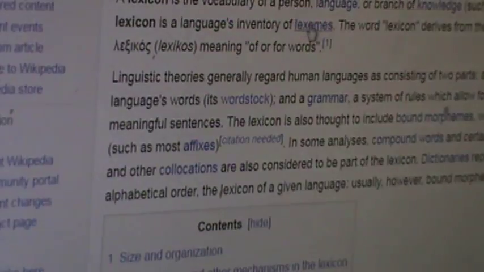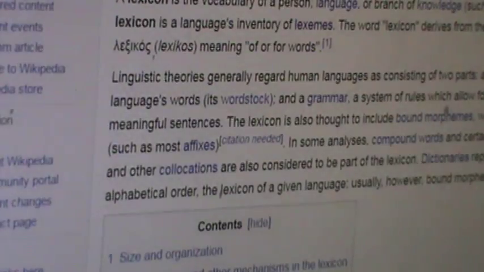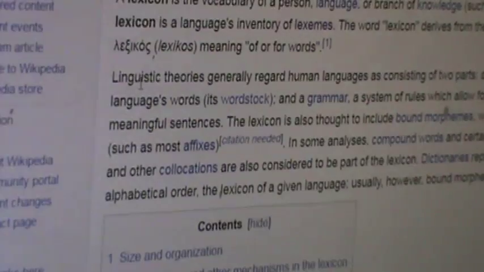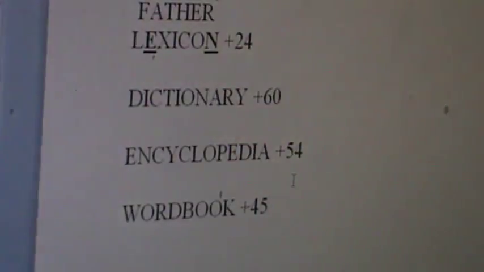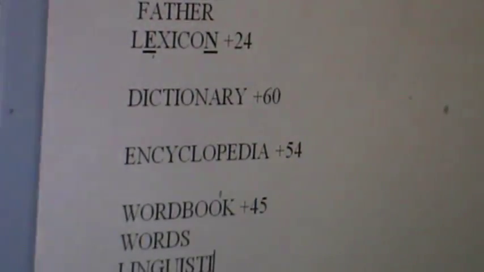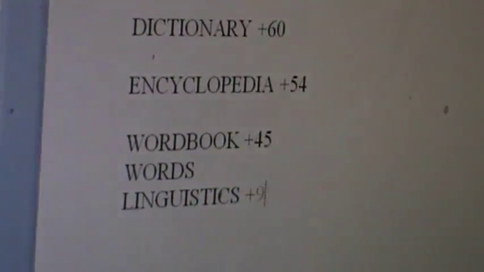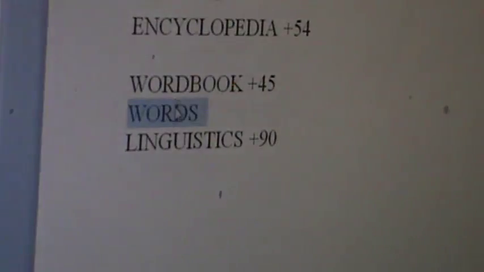A lexeme is father. The word lexicon derives from the Greek, meaning of or for words, and words are king, words parallel father. And linguistics is father. Just get some of this on the board. Words, father. Linguistics, father. Linguistics is plus 90. Words is plus 21.